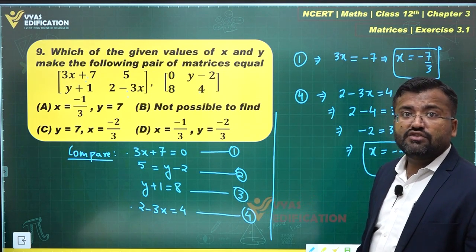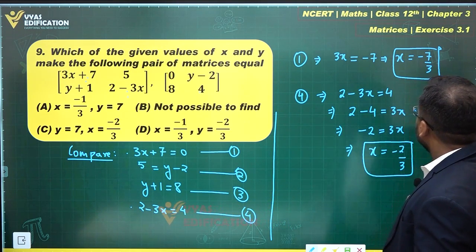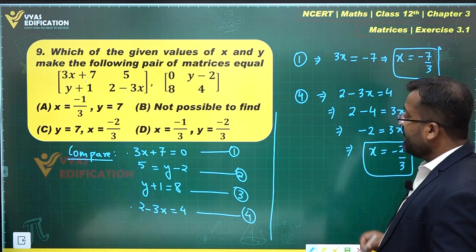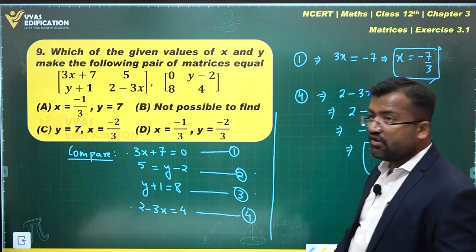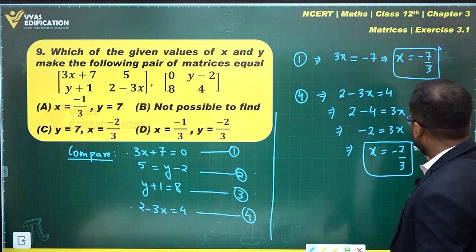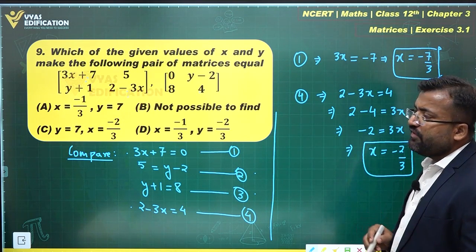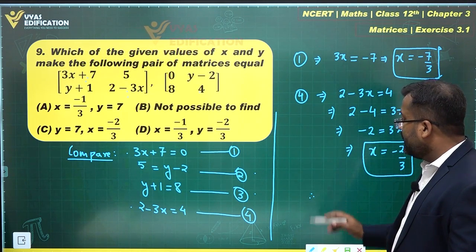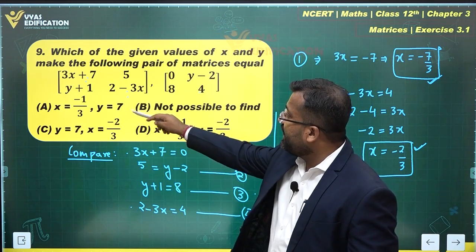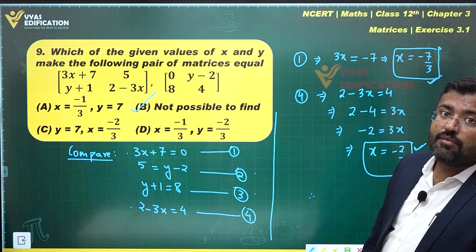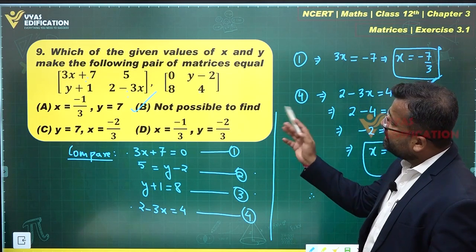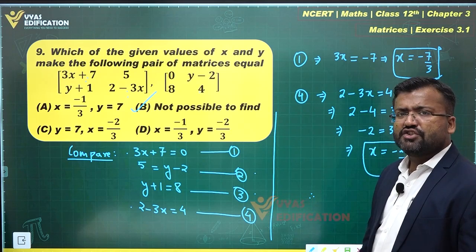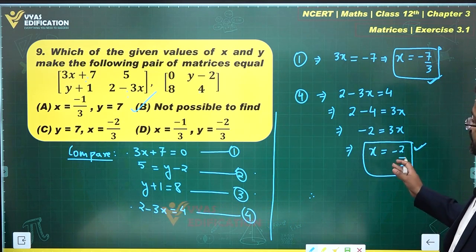We can, but there's no need as such, since what I'm saying is the values of x obtained from 1 and 4 should have been the same, and the values of y obtained from 2 and 3 should have been the same. Herein lies the problem. The values of x obtained from 1 and 4 are actually not the same. So therefore, it is not possible to find any x, y pair for which the following pair of matrices are equal. It is not possible to make these two matrices equal, as you can observe over here.